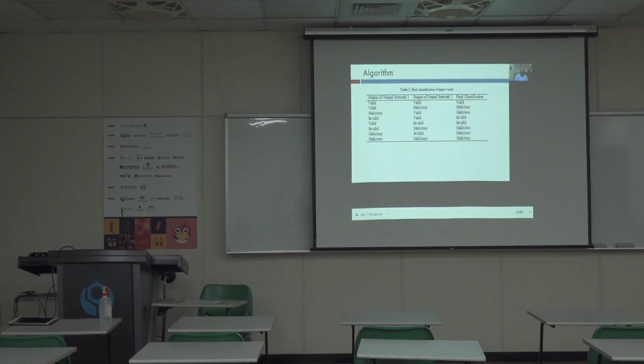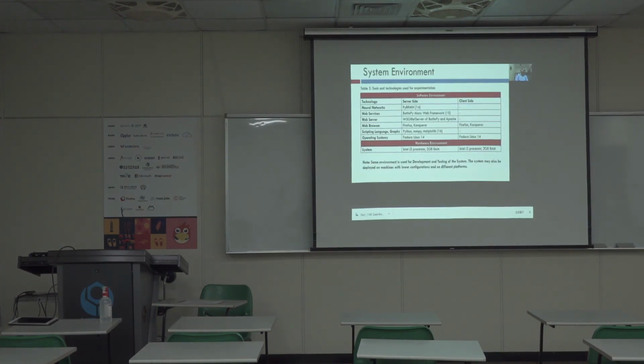Okay, so you can see here, in the first column we have the output of neural network 1, in the second column we have the output of neural network 2, and the third one is the final classification. And note here that only if both are valid is it considered valid. In all other cases, it is either malicious or invalid. With respect to valid and malicious, if one of them is malicious, then it is considered malicious. In case of valid and invalid, if one of them is invalid, then it is considered invalid. In case of invalid and malicious, it is malicious.